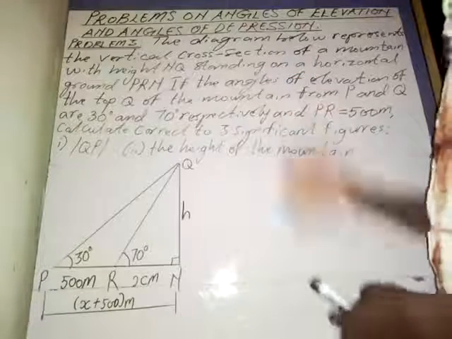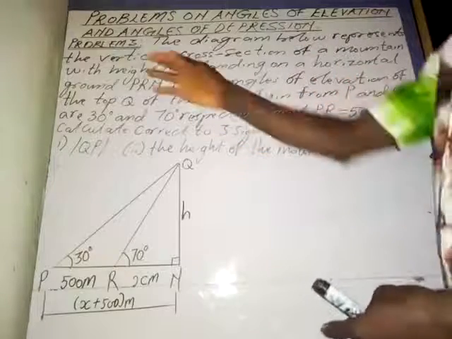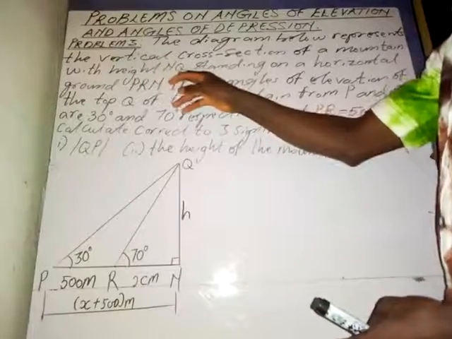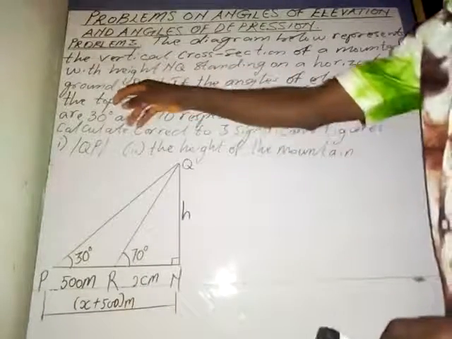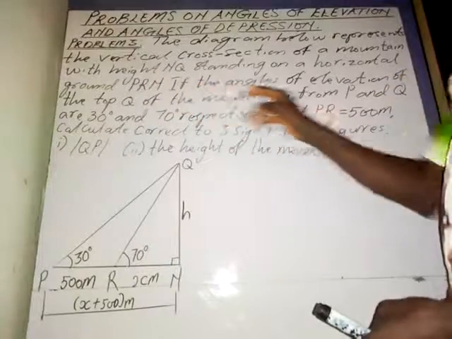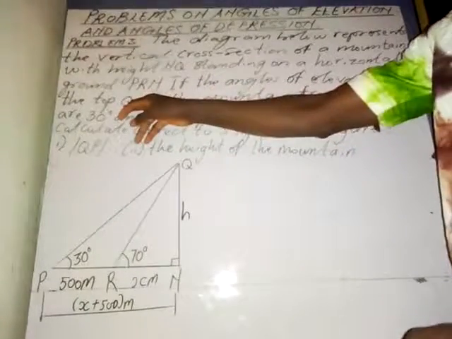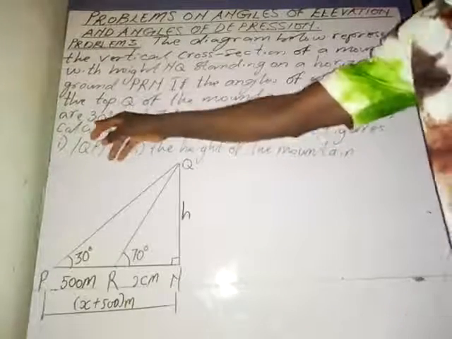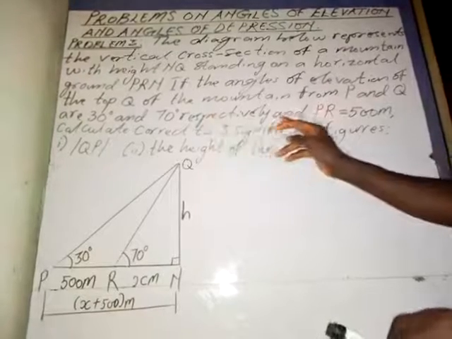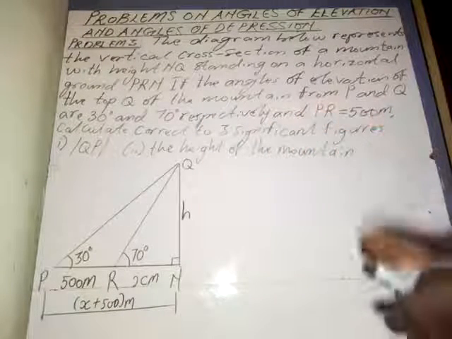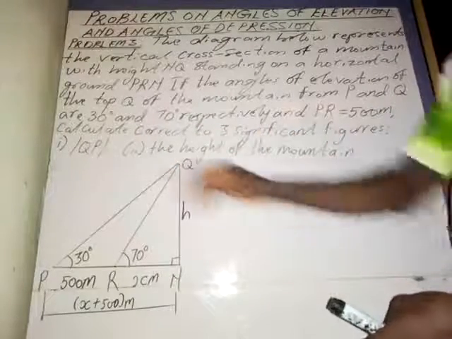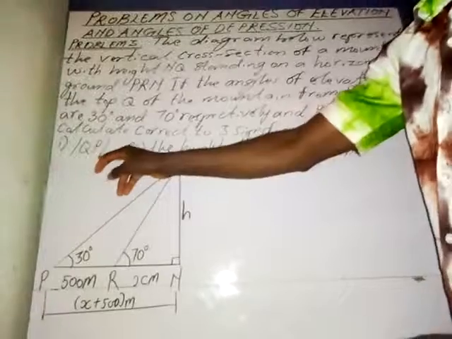The question says the diagram below represents the vertical cross-section of a mountain with height NQ standing on the horizontal ground PRN. If the angles of elevation of the top Q of the mountain from P and R are 30 degrees and 70 degrees respectively, and PR equals 500 meters. Calculate correct to 3 significant figures: Roman figure 1, QP, and Roman figure 2, the height of the mountain.